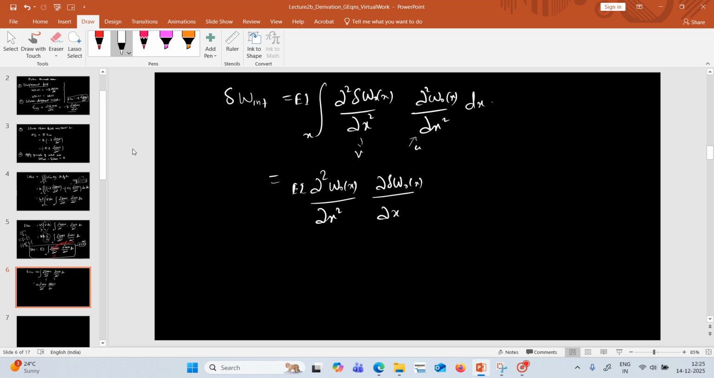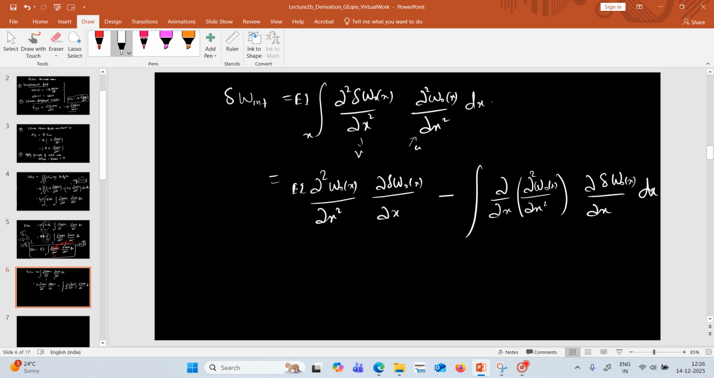It would be this term minus the integral of del u by del x, so del by del x of u is del 2 w naught of x by del x square, times the integral of v, which is del of delta w naught of x by del x, and the whole integral dx, from x equals 0 to L.